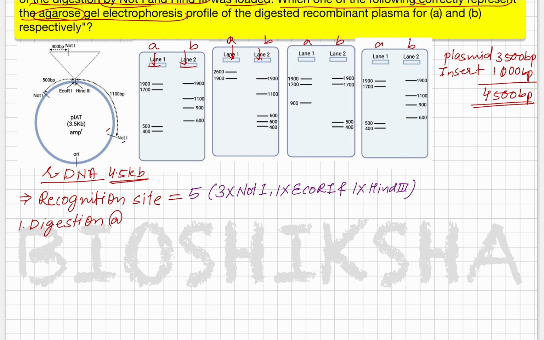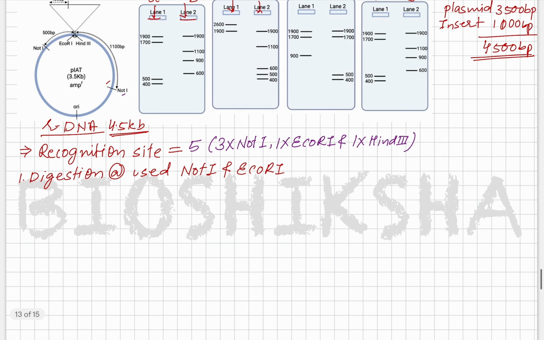So digestion A, which restriction endonucleases are used? A uses NotI and, if I'm not wrong, EcoRI. Yes or no? So how many fragments will be produced?